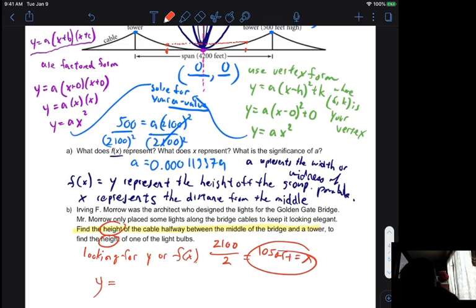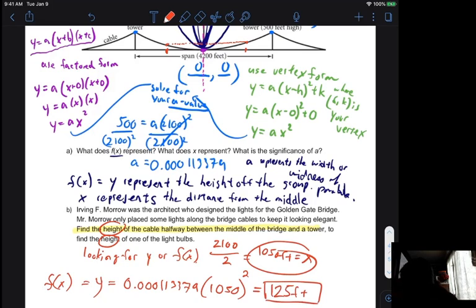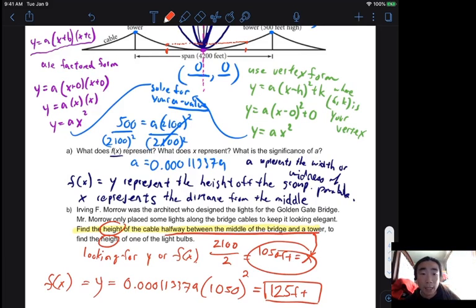Y, since that's what we're looking for, that's the same as f of x, equals 0.000133379 times 1025 squared. And if you plug that into your calculator, you'll see you get 125 feet. That's how high a light bulb is off the ground. All right, so that's parts A and B.